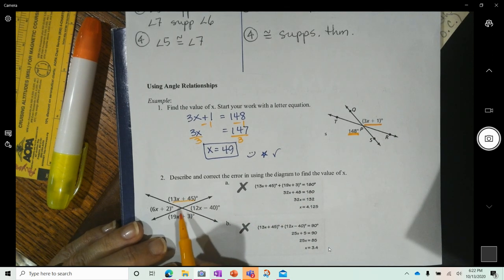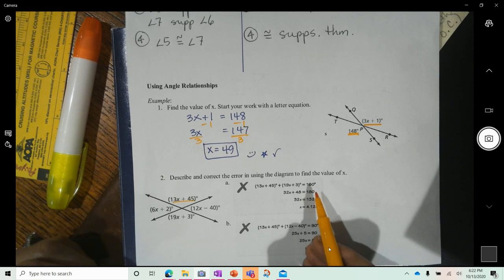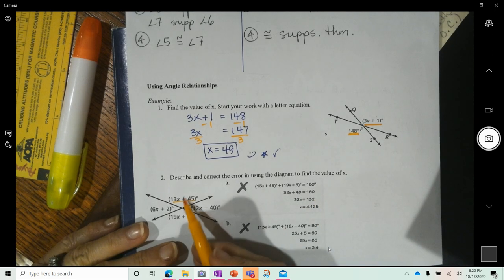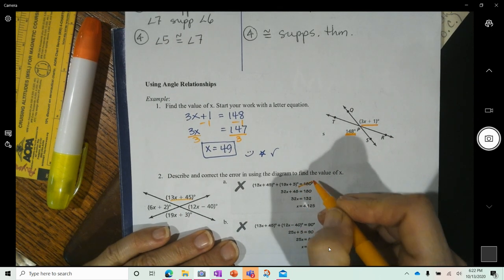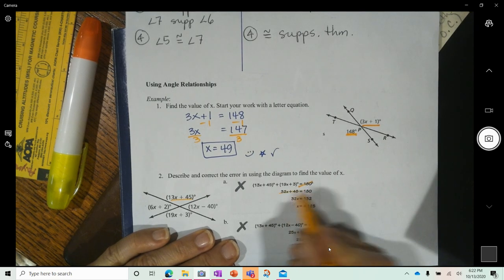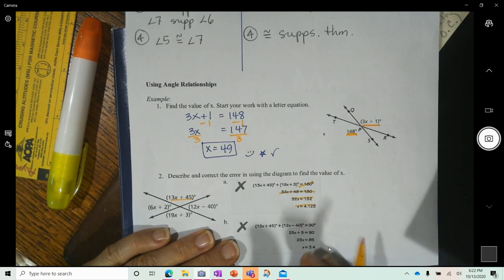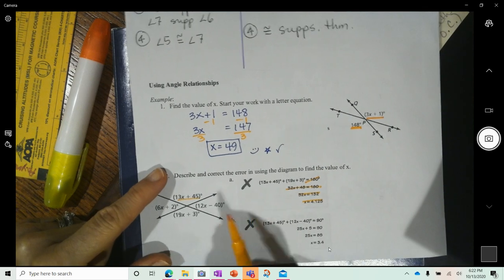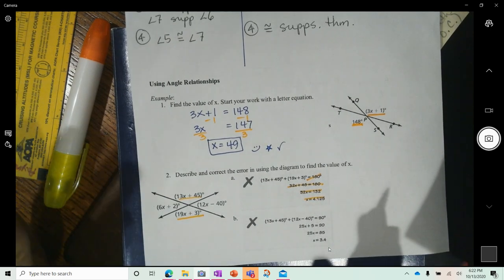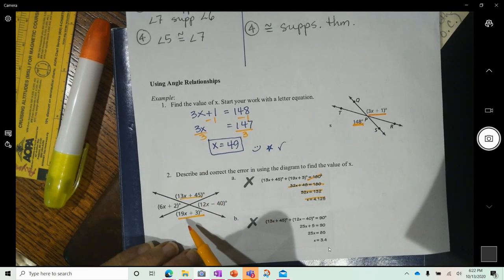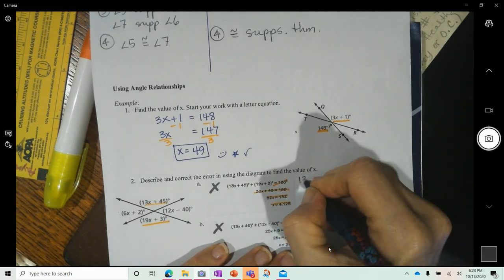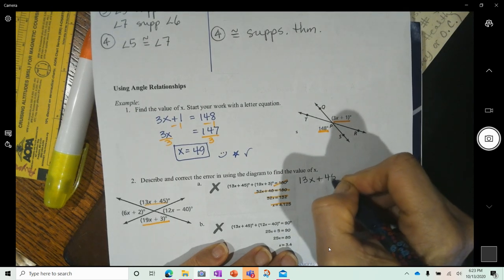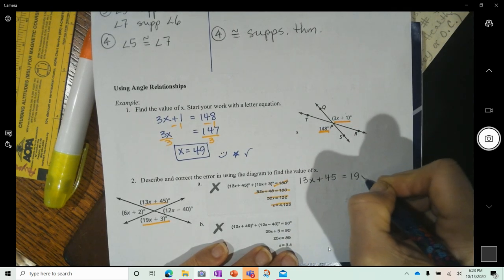Do we know that those together equal 180? No, that's not what it should say at all. These do not make a linear pair. So instead, we should take this out because nothing past this actually works. So cross all that out. What we know about vertical angles is that this is equal to that. So over here, what you should actually write is 13x plus 45 equals 19x plus 3.